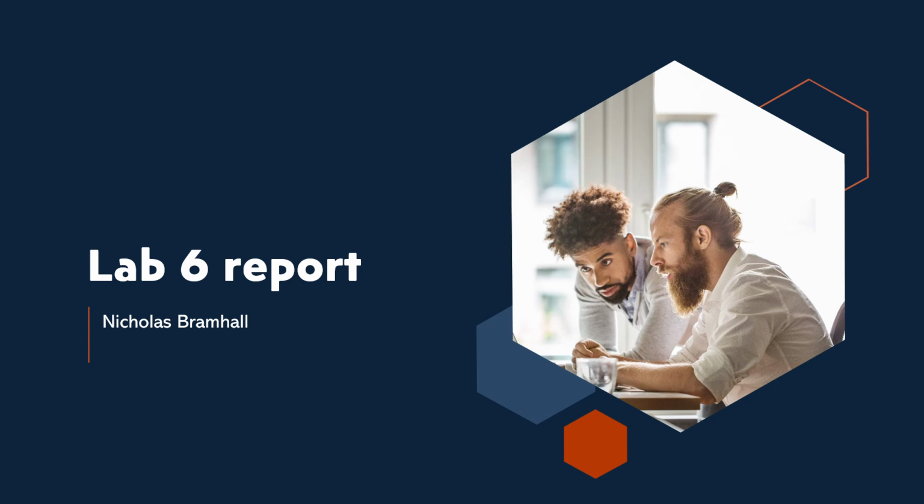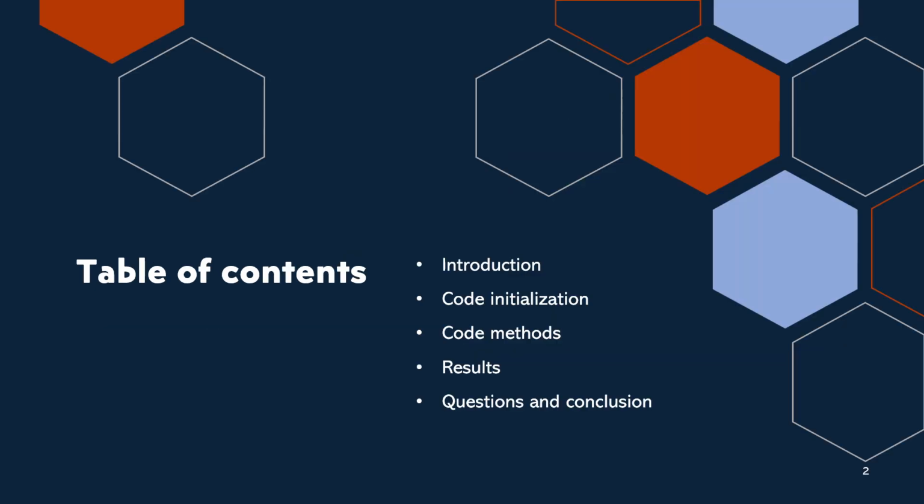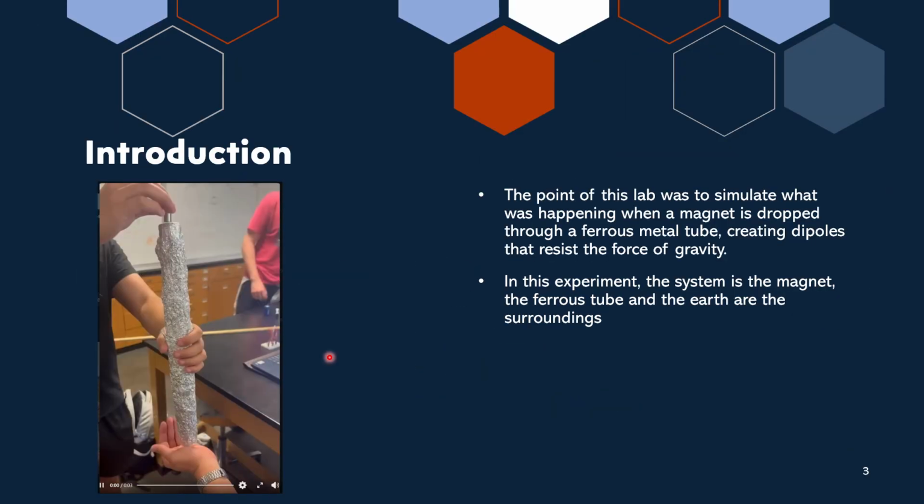This is going over the metal tube drop. So, introduction. As you can see here, we've got the lab here on the left. And the point of this lab was to simulate what happens when a magnet is dropped through a ferrous metal tube, creating dipoles, or inducing currents that create dipoles to resist the force of gravity, causing it to fall at terminal velocity. In the experiment, the system is the magnet in the ferrous tube in Earth surroundings.